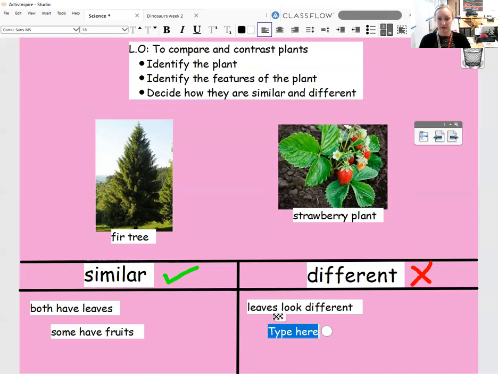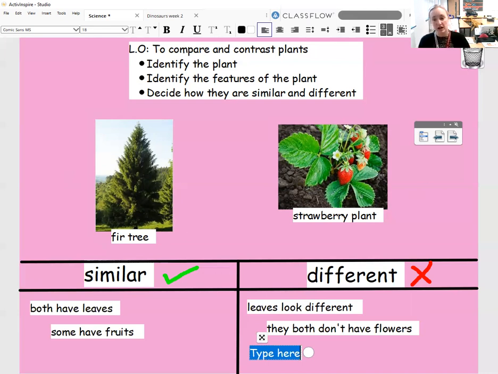What do they not have? They both don't have flowers, because strawberry plants do and fir trees don't. We also might say that fir tree is an evergreen. Can you remember? It's green all year round, whereas a strawberry plant isn't. We said, didn't we, that the fruit starts to ripen in summer and then the plant dies, okay, until it comes back again in spring. So strawberry plants aren't evergreen. Fabulous. Thanks for your help with that.